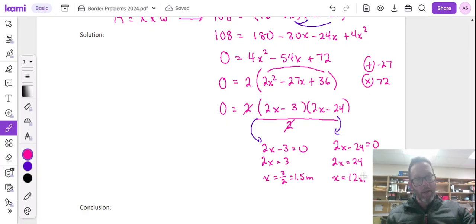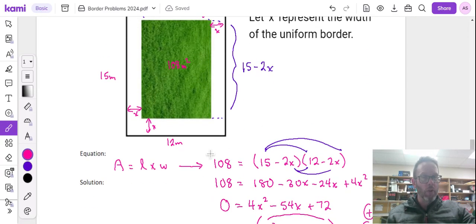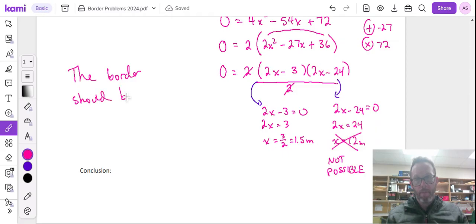One of these doesn't make sense. 12 meters wouldn't make sense for a backyard that's only 12 meters by 15 meters. So this one is not possible. And so we are done. Our border width is 1.5 meters. The border should be 1.5 meters wide.